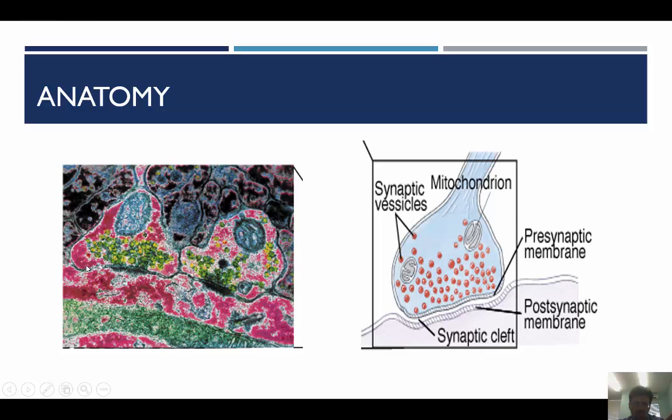Here you see one with the bulbous end. You can see the small vesicles here. You can see the cleft here, which separates the presynaptic structure from the postsynaptic structure. And it actually looks like there's a second synapse here on the right.